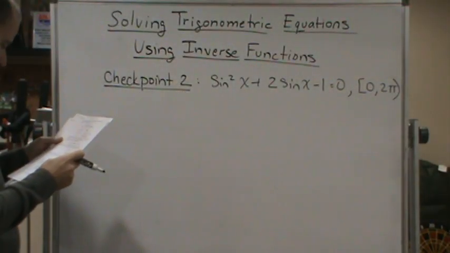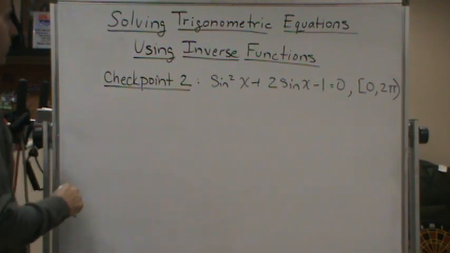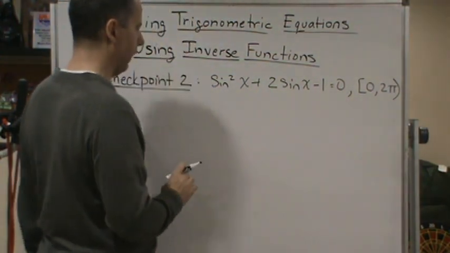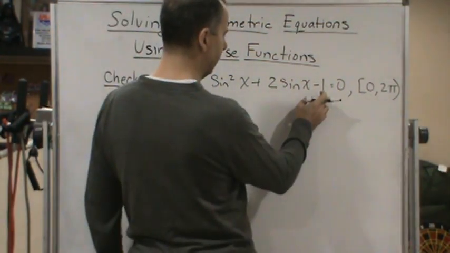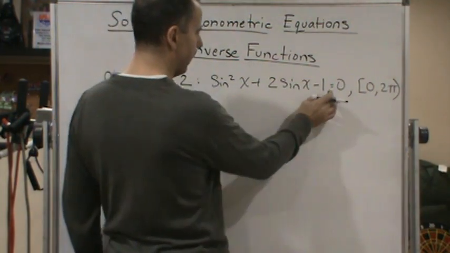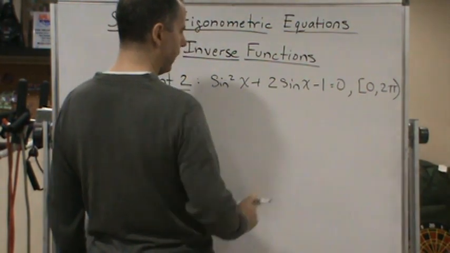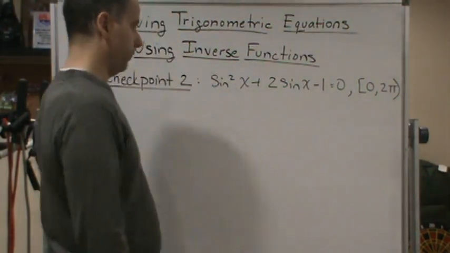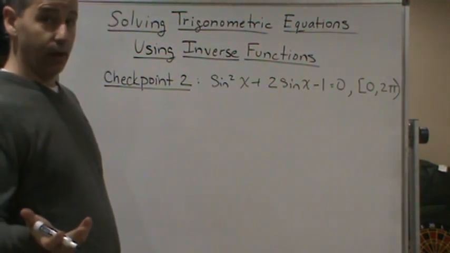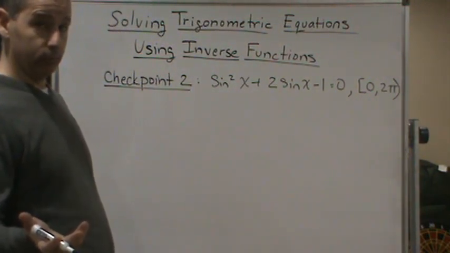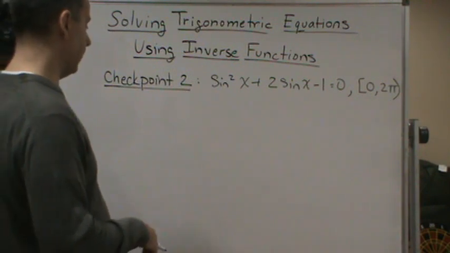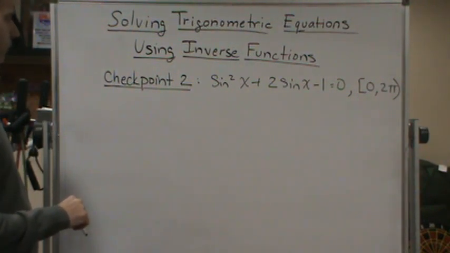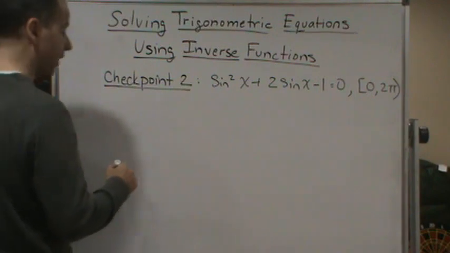Okay, let's do this. Here we've got it in quadratic form, right? Now, obviously we can see that it cannot be factored. We've got a -1 here. We're not going to find two factors of -1 that add to 2, okay? So we're going to have to use the quadratic formula.